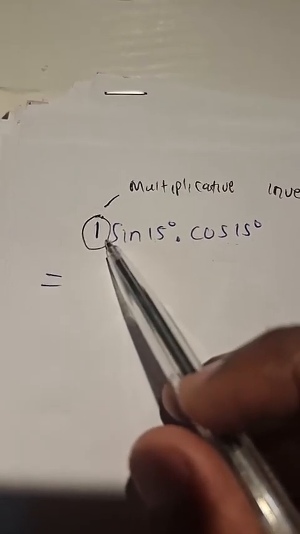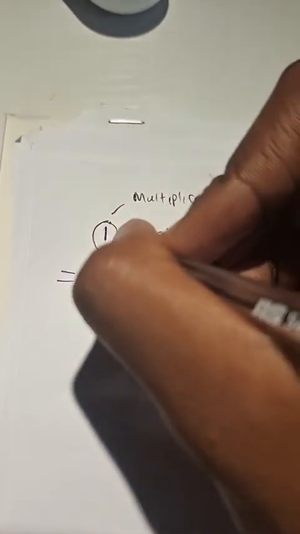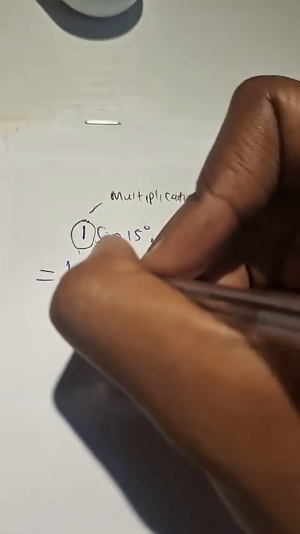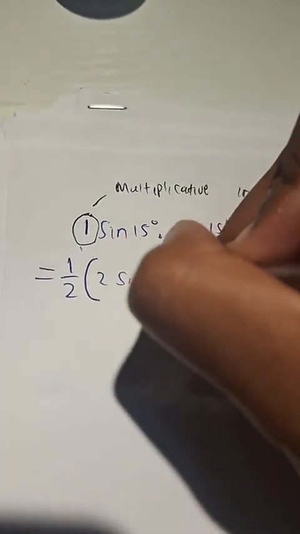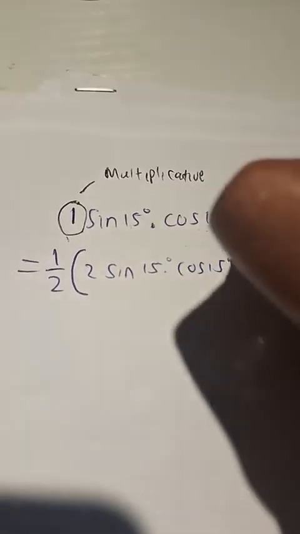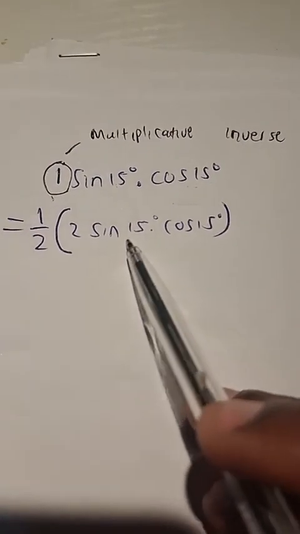I need to calculate this without using a calculator. So I'm going to take this 1, which I cannot see, but I know it's there, and I'm going to say half. Then I'm going to say bracket, because brackets mean multiply, 2 sine 15 times cos of 15 degrees. So hopefully all of you understand why I did what I did here.